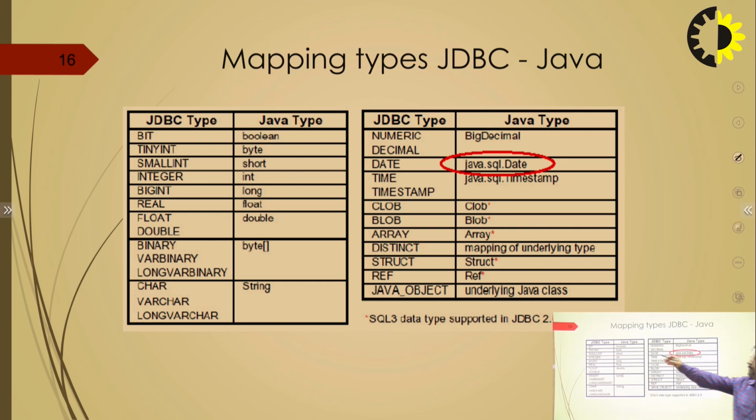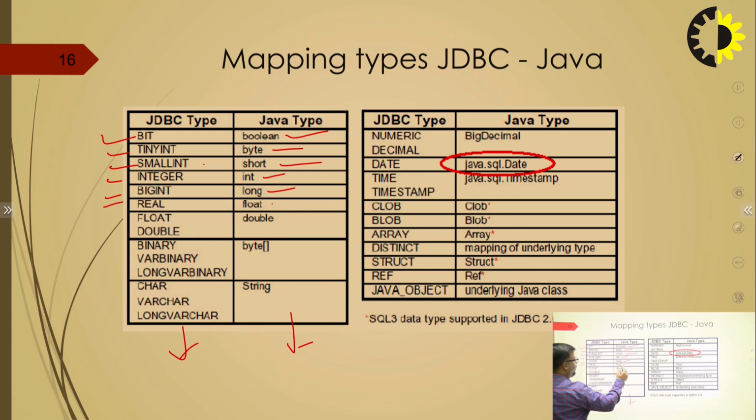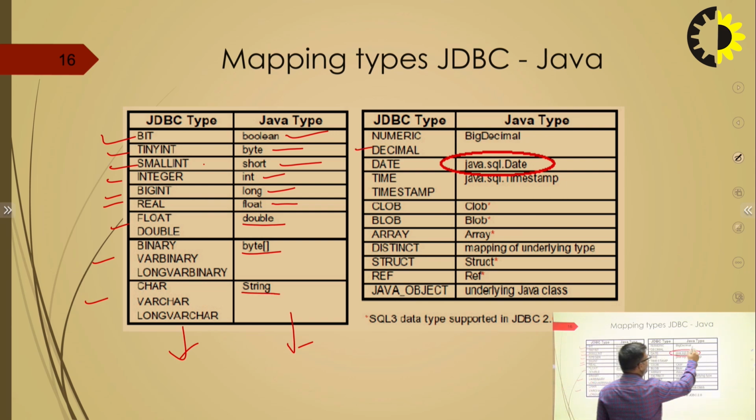It's a mapping of types of a JDBC driver. Here we will use the JDBC type and also the Java type. In Java we will use for BIT, boolean; int byte, small int use short, integer we use int, big integer use long, real we use float. Float and double also use double, then binary, varbinary, long varbinary use byte, then char, varchar, long varchar also use String, numeric and decimal use BigDecimal.